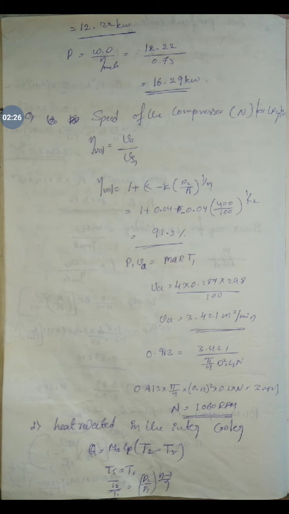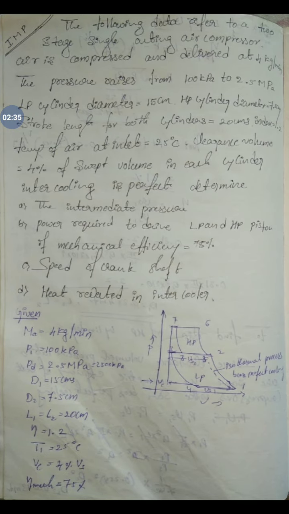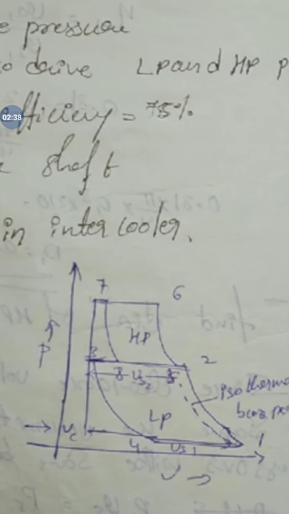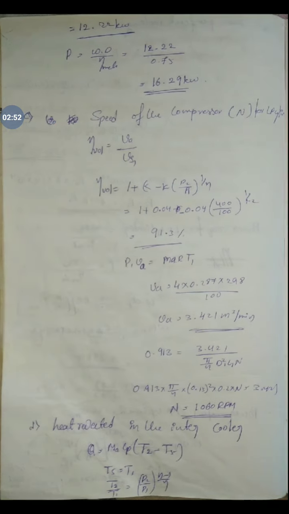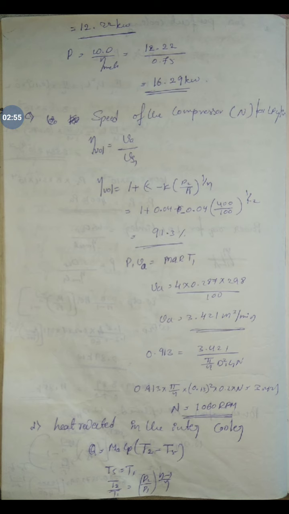The last part asks us to find the heat rejected in the intercooler. Intercooling is taking place from 2 to 5. It is given by Q is equal to mass of the air, specific heat of the air, into change in temperature, that is MA into Cp into T2 minus T5. But we know that T5 is equal to T1, since it is perfect intercooling.